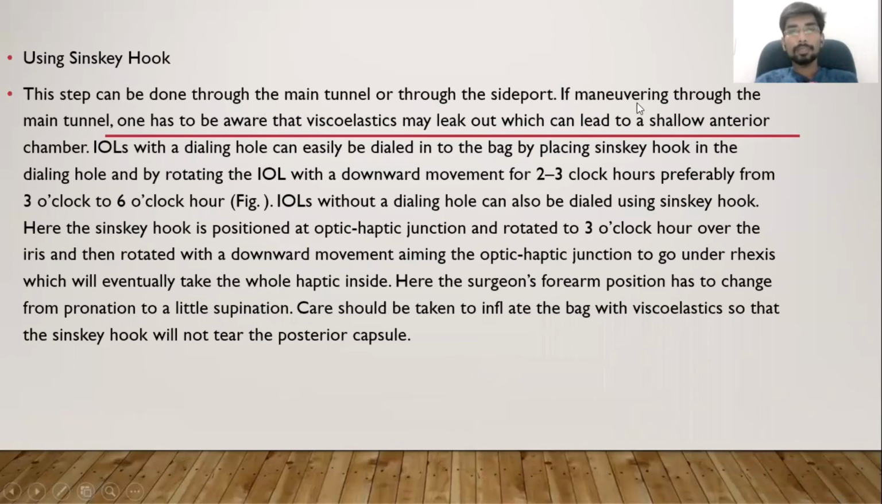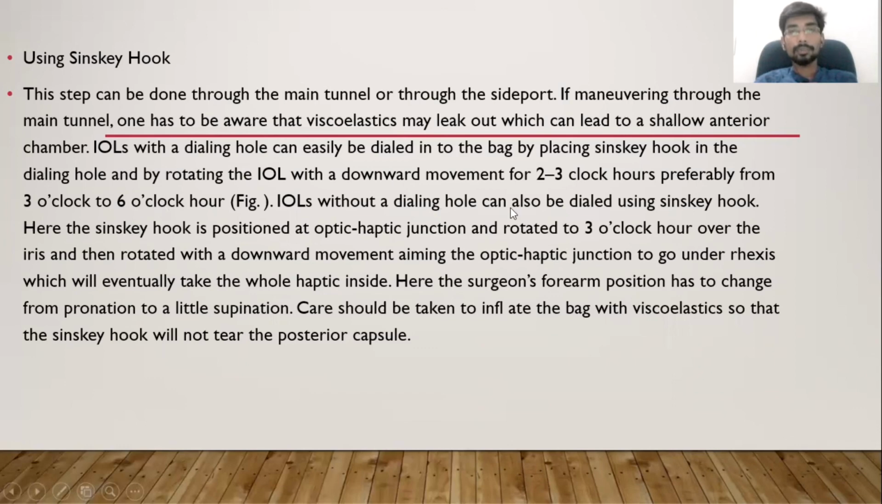If maneuvering through the main tunnel, one has to be aware that viscoelastic may leak out, which can lead to a shallow anterior chamber. IOLs with a dialing hole can be easily dialed into the bag by placing the Sinskey hook in the dialing hole and rotating the IOL with downward movement for 2 to 3 clock hours, preferably from 3 o'clock to 6 o'clock.